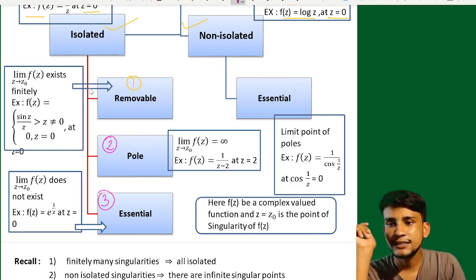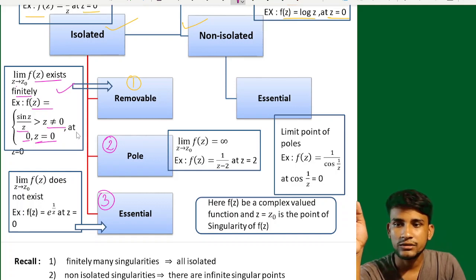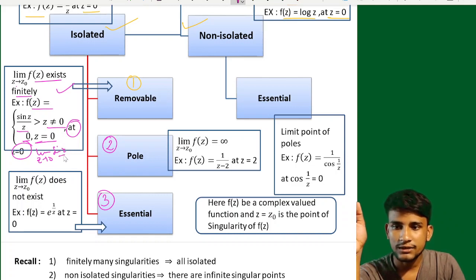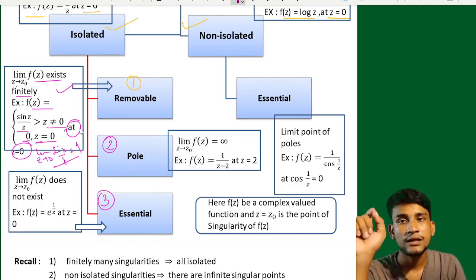So what is a removable singularity? If limit z tends to z0 of f(z) exists finitely, this is a removable singularity. For example, f(z) equal to sin z by z when z not equal to 0 and equal to 0 when z equal to 0, at z equal to 0. We know that limit z tends to 0 of sin z by z is equal to 1. That means the limit exists finitely, so this is a removable singularity.